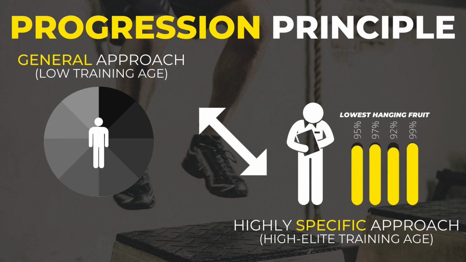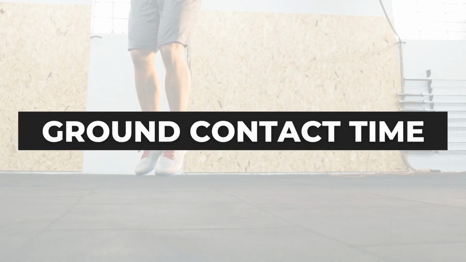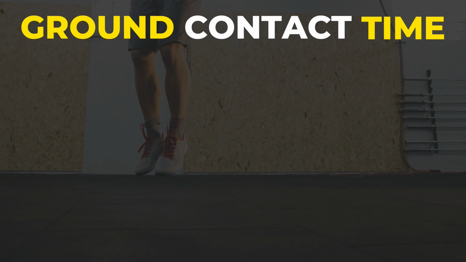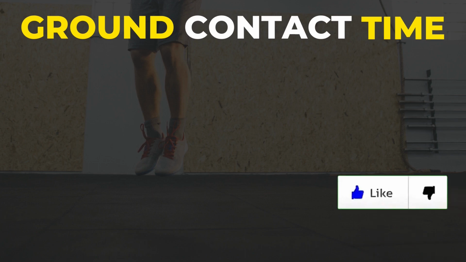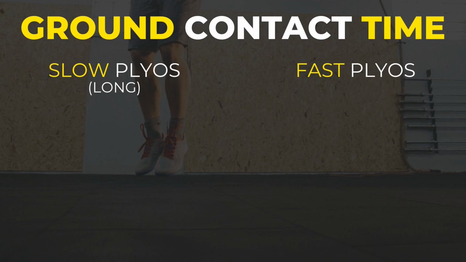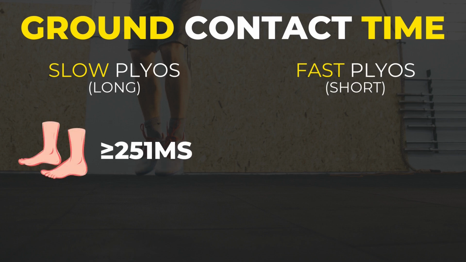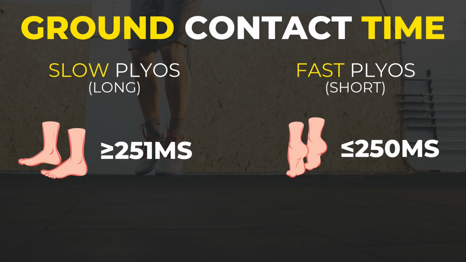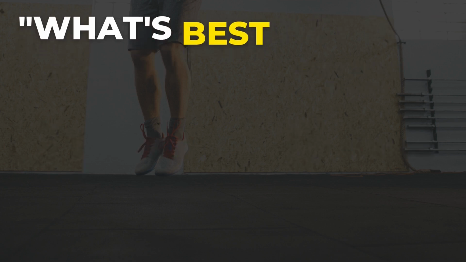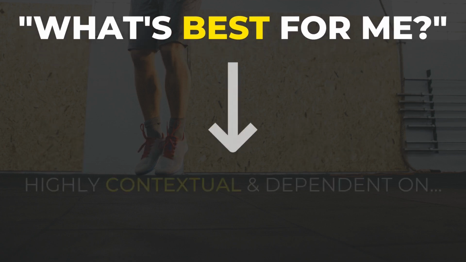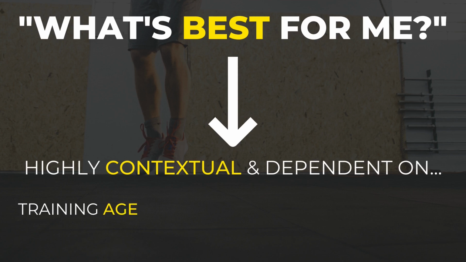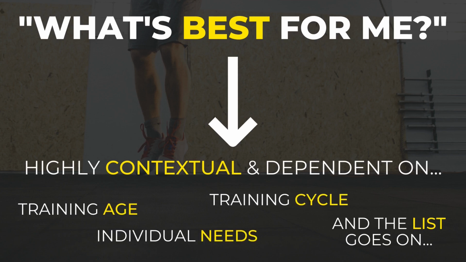Now, plyometrics aren't only categorized based on the direction that the displacement of your body happens. They can also be split based on how much time you spend on the floor. This is known as GCT, or ground contact time. As a result, we have slow and fast, or otherwise known as long and short plyometrics. Long or slow plyometrics are defined as those exercises at which the athlete spends more than 251 milliseconds on the ground. On the other hand, short or fast plyos are considered those where you spend less or exactly 250 milliseconds on the ground. Now, what you're going to use and when you will be using it is highly dependent on various factors such as your training age, your individual training needs, the macro cycle you're in, etc., etc.